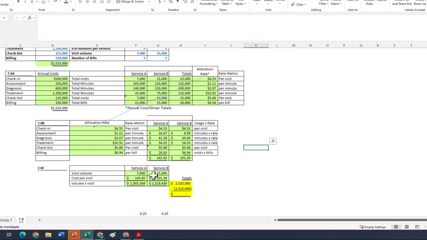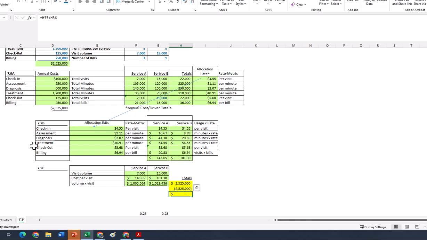I've linked. I have my cost, right? 143, 101, right? And then I multiply the volume times the cost. I get a million for service A, a million for service B. I add them together, comes out to 2. I say, what was I trying to account for? And there you have it.